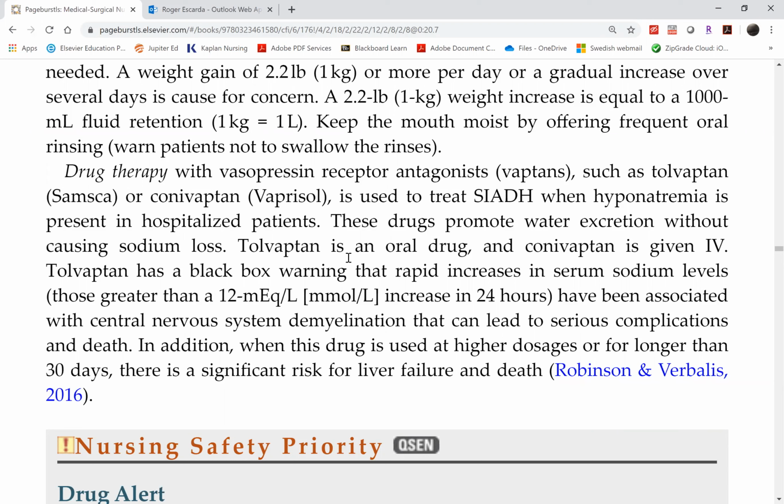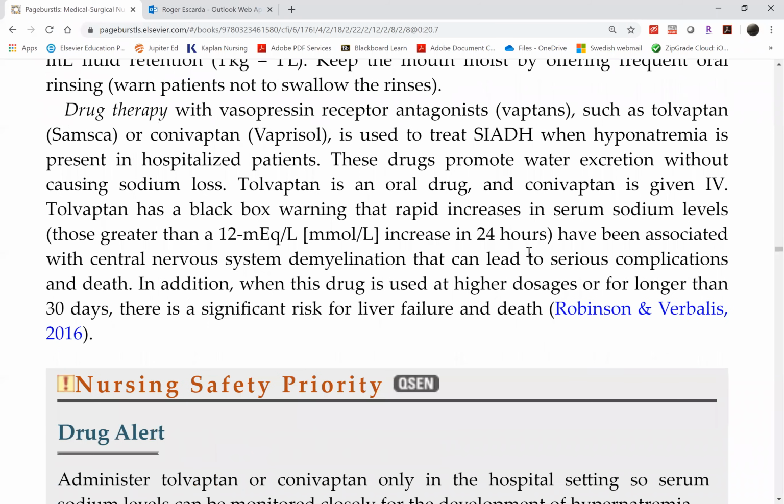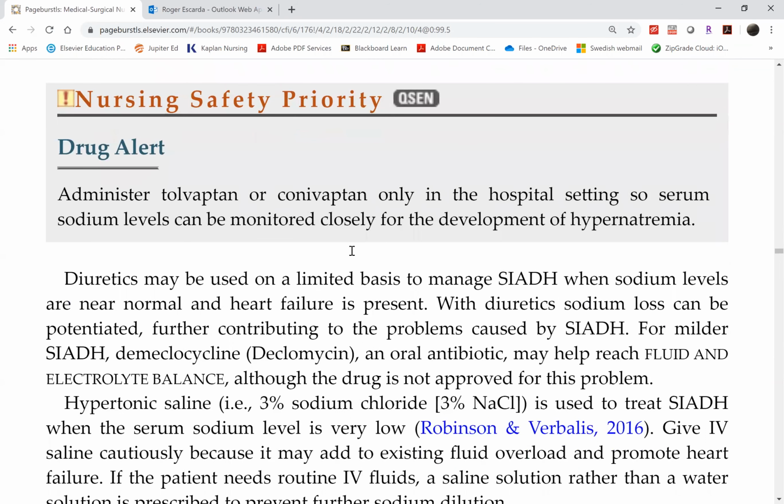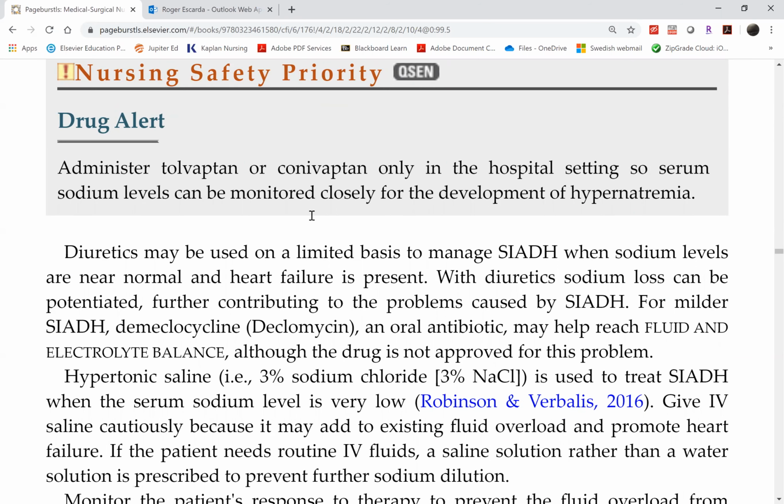So we will stick with, again, we also reserve the Vaptans for severe hyponatremia because they also have a very serious side effect. They can lead to hypernatremia. Okay, that's also the reason it's never given outpatient, certainly not at home. It can only be given in a supervised setting, like a hospital or a nursing home. Okay.